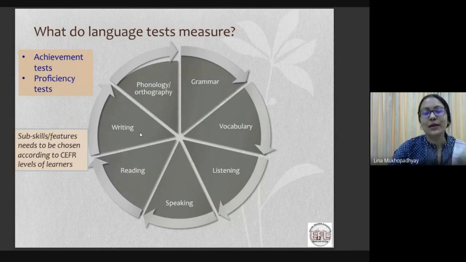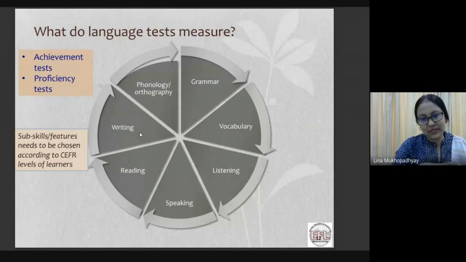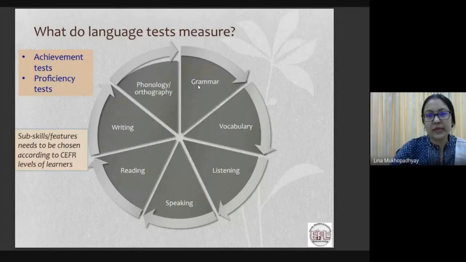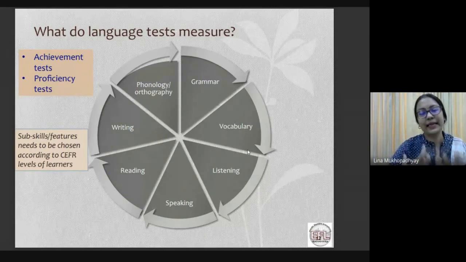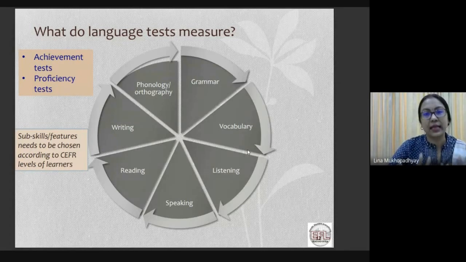So this is just to recap what we need to look at when we think of the concept of language assessment. On one hand, we have the skills and their sub-skills, and then we have the language features or the elements like grammar, phonology, orthography, right, and vocabulary. So these components are the elements or the raw material with which the language is built.